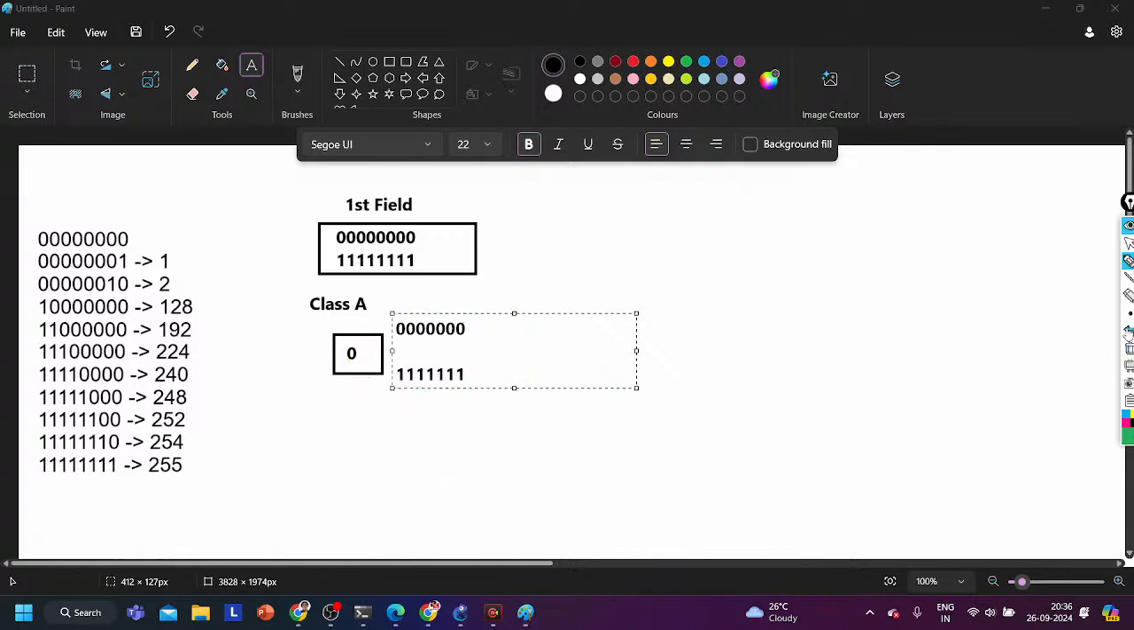Getting my point? So that's why I'm saying you should have knowledge about the binary to decimal for 8 bits at least, right? So here we will get value 0, here we will get value 127, right?